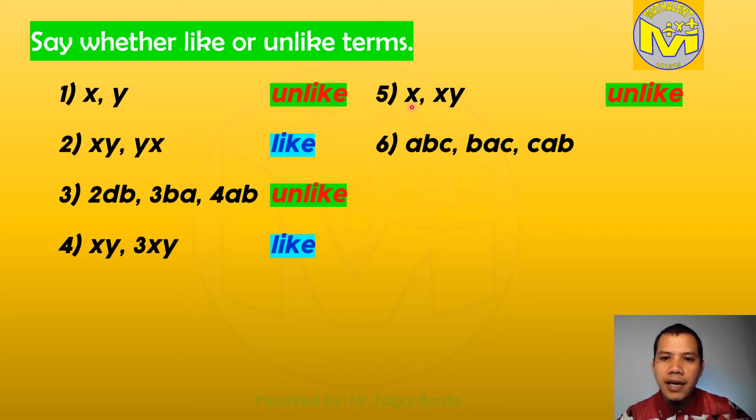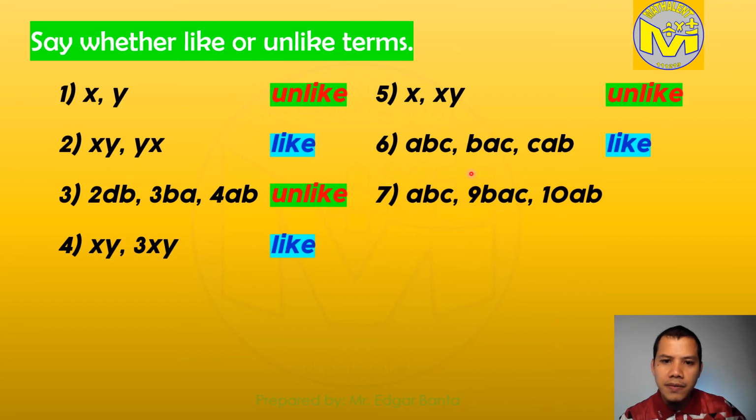Number 6. ABC, BAC, and CAB. Are they called like or unlike? Look, we have A, we have B, and C. So the three terms have the same variables. So they are called like terms. Number 7. Here we have ABC, 9BAC, 10AB. Are they like terms? Look at here. They are called unlike terms.